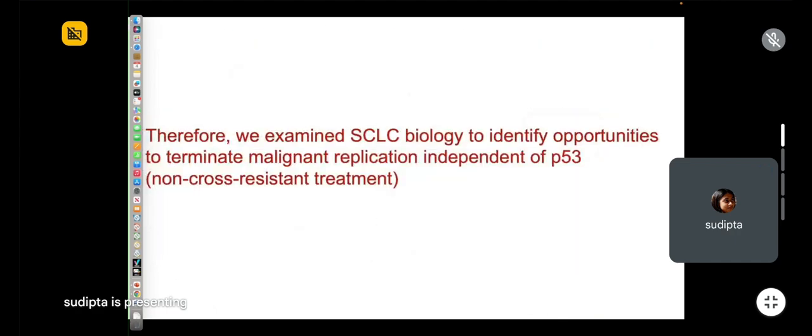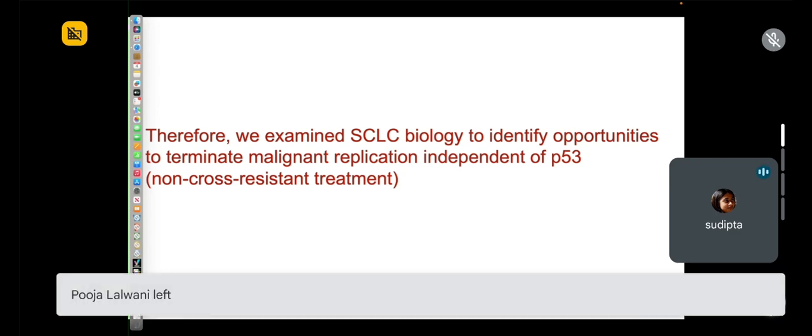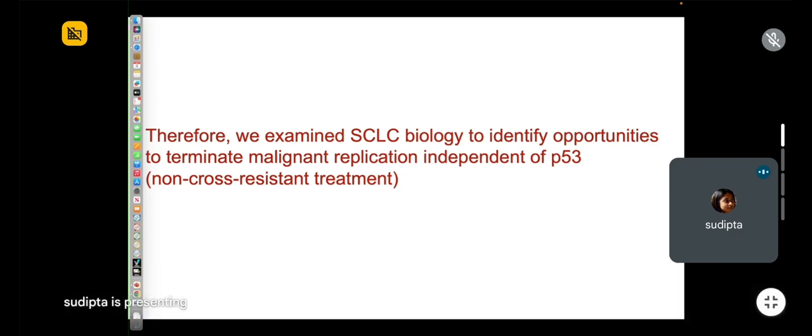So we need a treatment opportunity that can terminate this cancerous growth or proliferation, in other words malignancy, which will be p53 independent. If it is p53 independent, there is no problem. p53 is there or not, it doesn't matter.